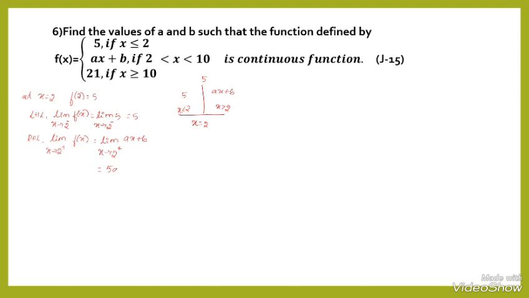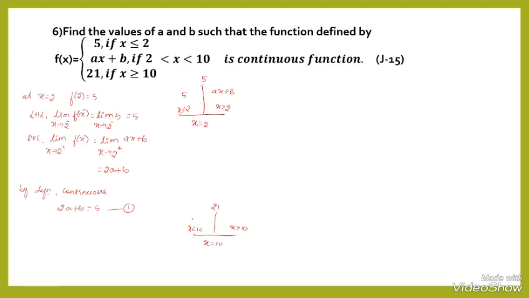Again, at the point x is equal to 10, at x less than 10 and x greater than 10. At x is equal to 10, the value becomes 21. At x less than 10, it becomes ax plus b, and at x greater than 10 it is 21. Now f of 10 is equal to 21.